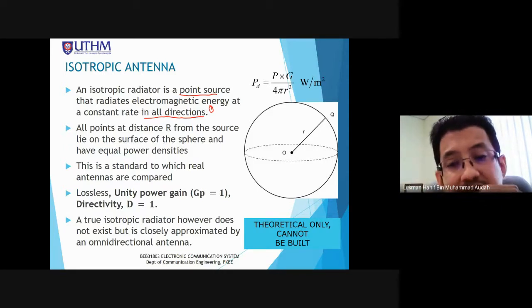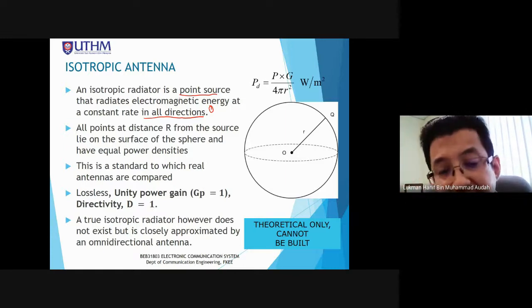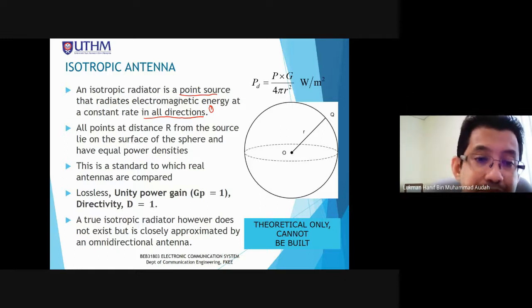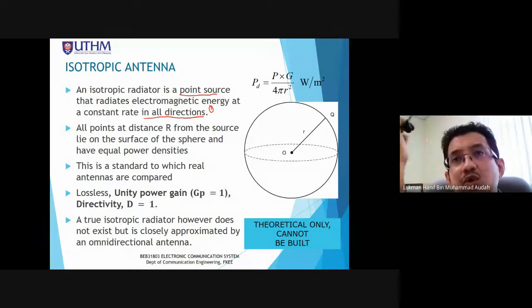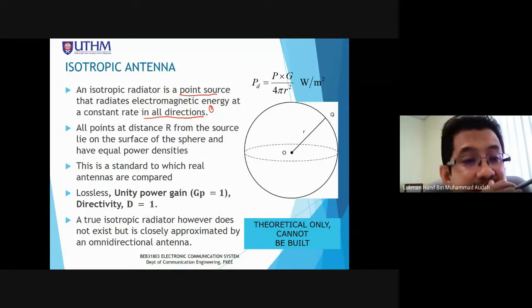Antena ini dia memancarkan electromagnetic energy pada semua arah dan bentuk pancaran, bentuk radiationnya adalah seperti bentuk spherical shape. Dan pada semua point dalam spherical surface itu mempunyai power density yang sama.